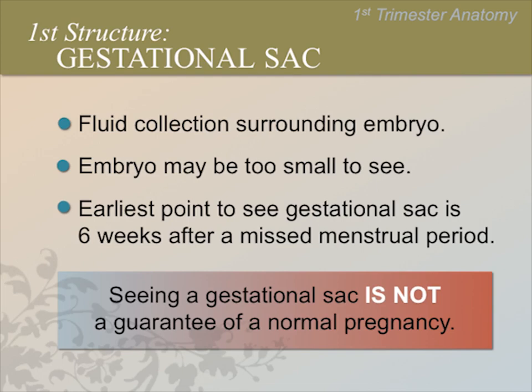The first structure we are able to see in pregnancy is called the gestational sac. It is a collection of fluid surrounding the embryo. This starts to appear around 6 weeks after a missed menstrual period. The embryo itself is still too small to see at this point. A pregnancy that is destined to result in a miscarriage may also develop a gestational sac. A sac may also be visible even if the pregnancy is developing in the fallopian tube, called an ectopic pregnancy. So a gestational sac is not a sure indication the pregnancy is normal and healthy.